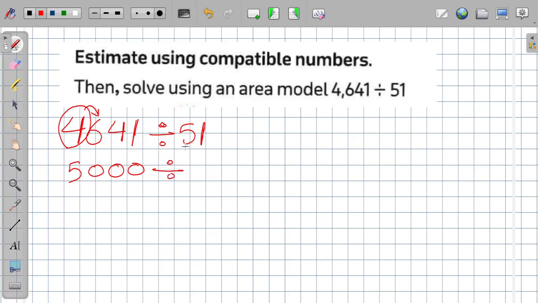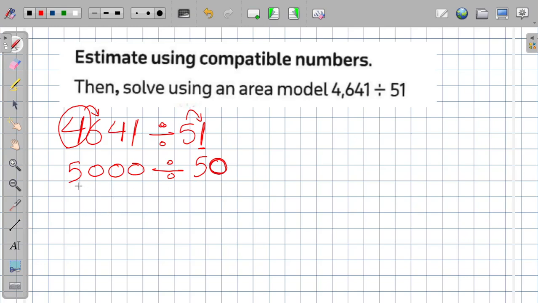After that, I will look to the second number. So I have here 5 and the next digit is 1. 1 is a weak digit, so the rounding will not change the digit. So I have here 5 and I have just 1 digit, so it will be 50.